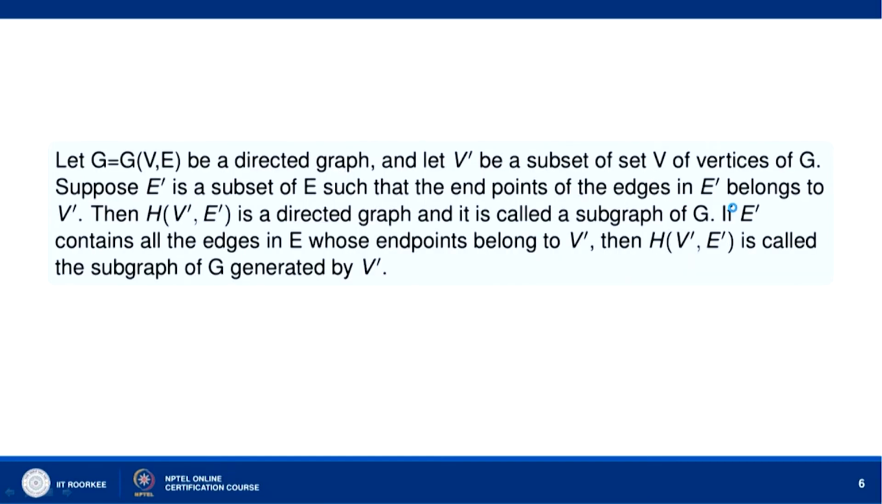Now, let G equal to GB be a directed graph, and B dash be a subset of B. B is the set of vertices of G. Then suppose E dash is a subset of E such that the end points of the edges in E dash belong to B dash. Then H B dash E dash is a directed graph and it is called a subgraph of G. If E dash contains all the edges in E whose endpoints belong to B dash, then we say that H B dash E dash is a subgraph of G generated by B dash.